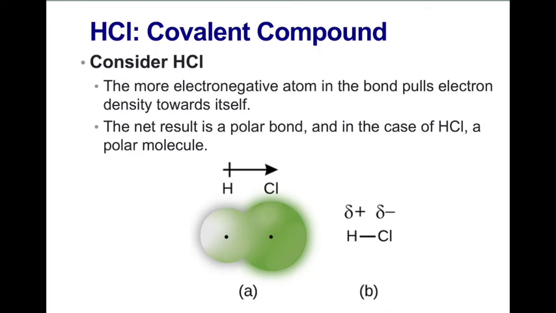There's another notation shown over here on the right, and that is showing delta positive, delta negative. Same idea. This is one notation, and this arrow, this vector model, is another. But they both show that this is a polar molecule, and this is a polar bond between the hydrogen and the chlorine.